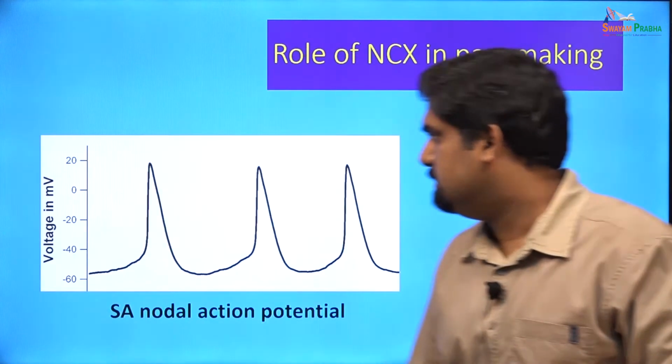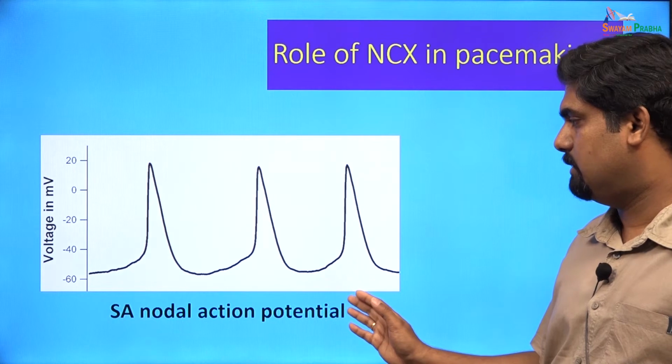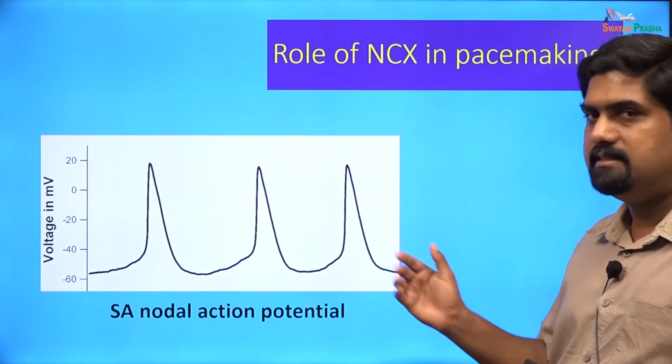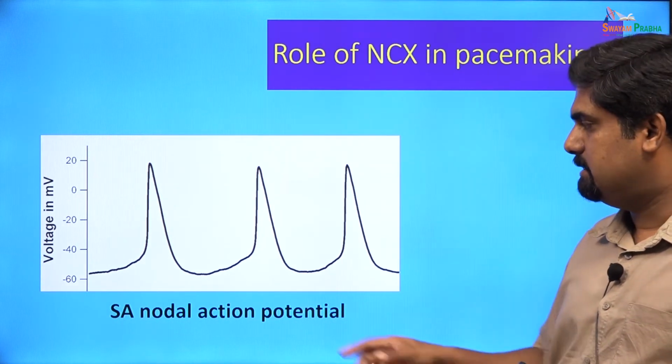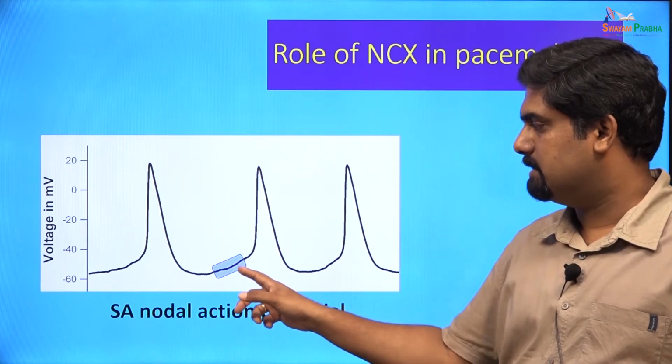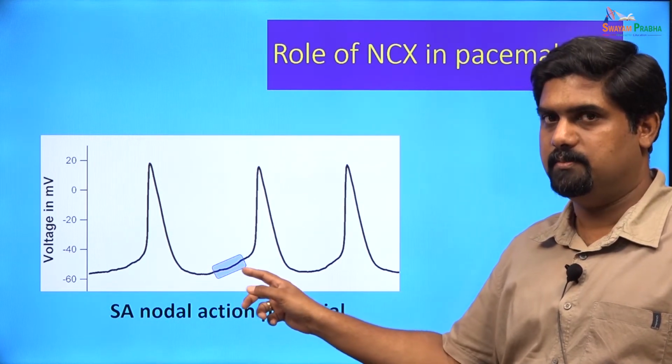Here we can see a cartoon of an SA nodal action potential, and the NCX mediated inward current is usually seen in the diastolic depolarization phase of the pacemaker potential.